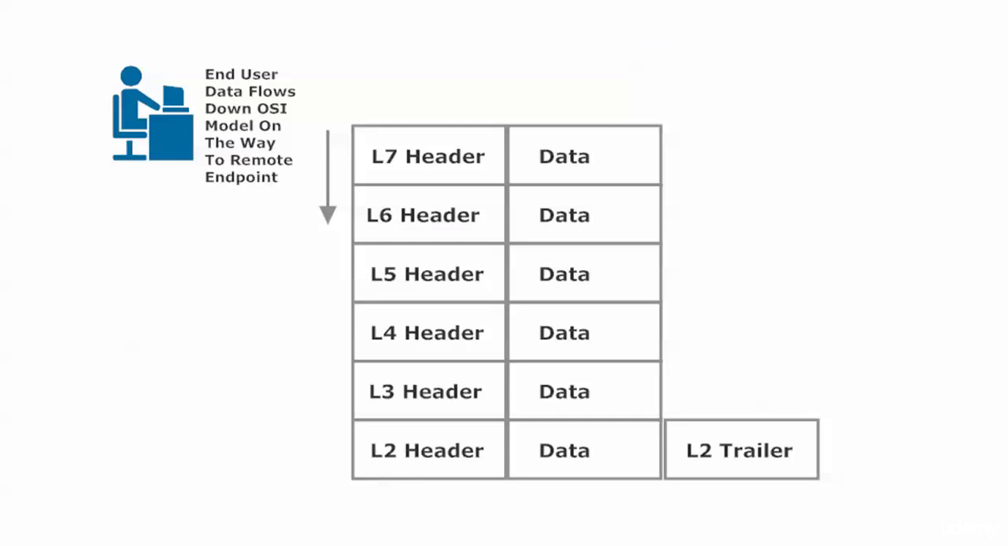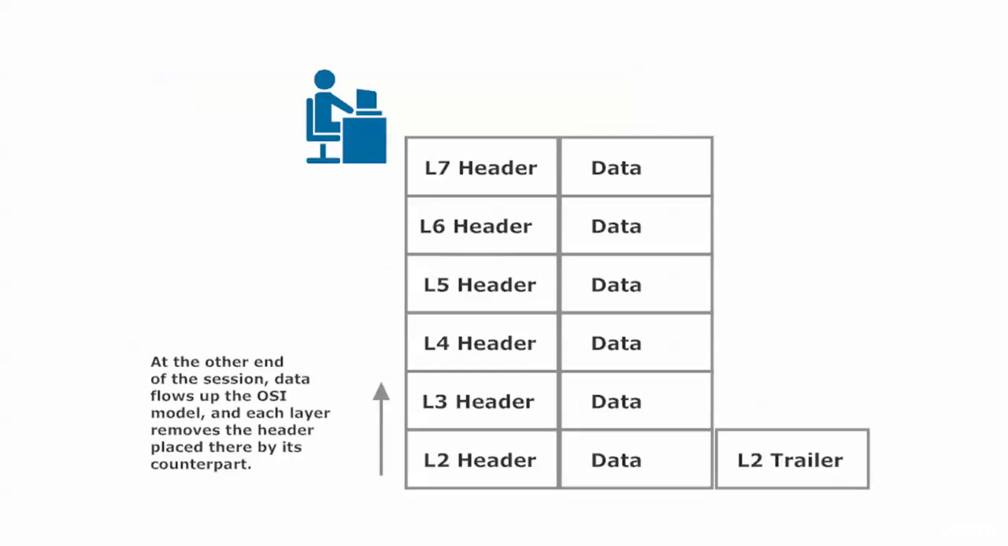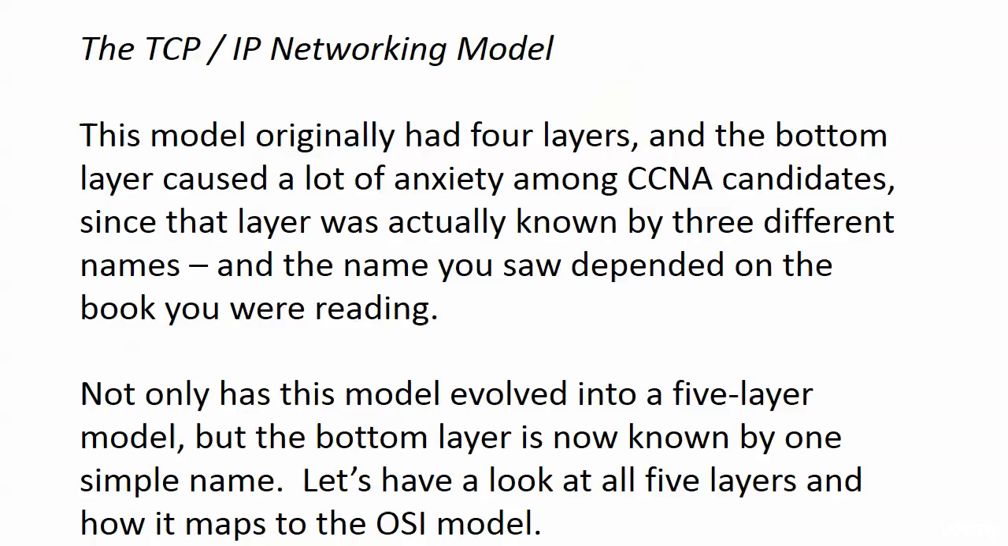Here's an illustration of what happens. And again, as the data flows down, headers are going to be attached on their way to the remote endpoint. Note at layer 2, the data link layer, we're also adding a trailer. So that is the only layer with a trailer. That's good stuff to know. And then at the other end of the session, as data flows up the OSI model, each layer removes the header placed there by its counterpart.